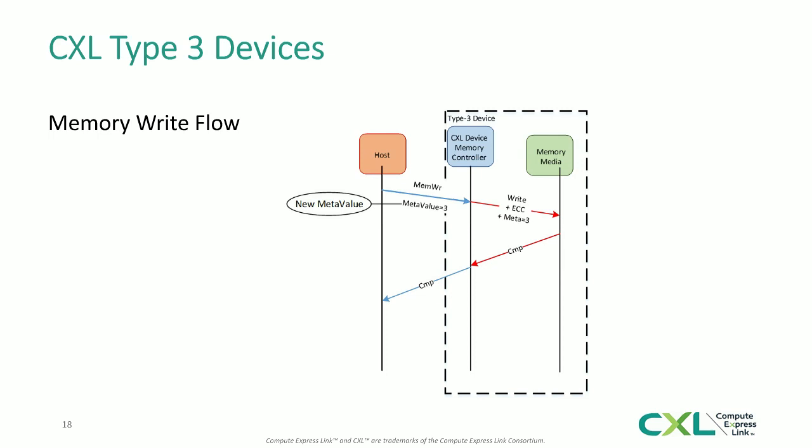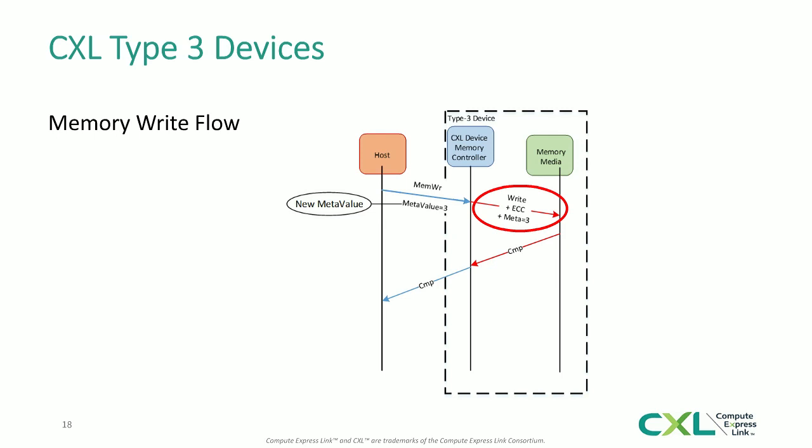So let's start with a basic memory write flow. The host or the CPU will send a mem write command. There are a couple of variants of this, but basically this is issued as a request with the data. And in some cases, this may include some metadata as well. This is a little bit less relevant in most cases for Type 3 devices, but applies to some of the other device types. And that metadata could be used for tracking coherency state, for example.